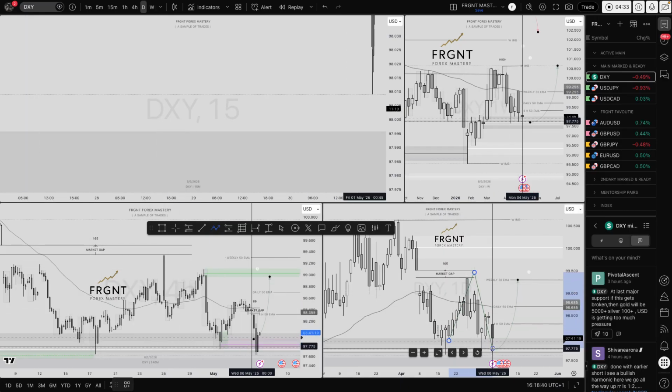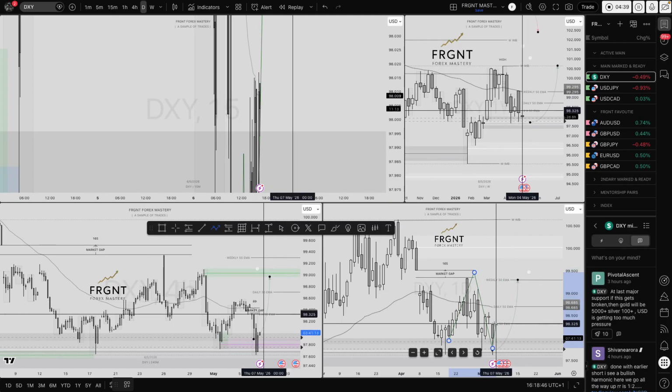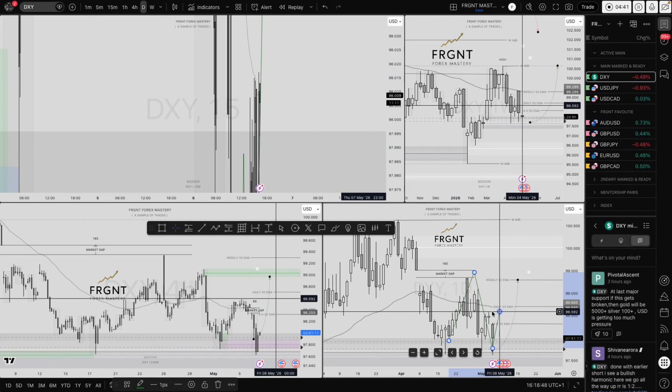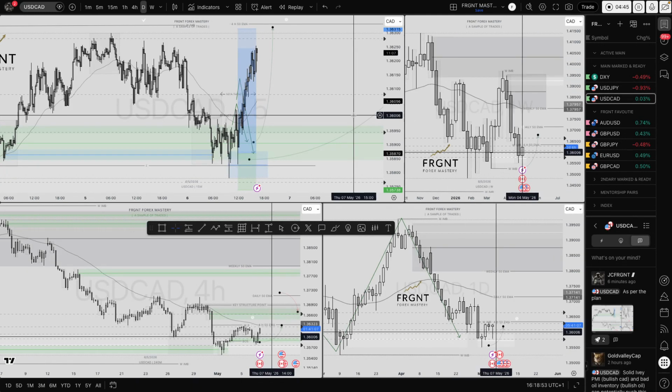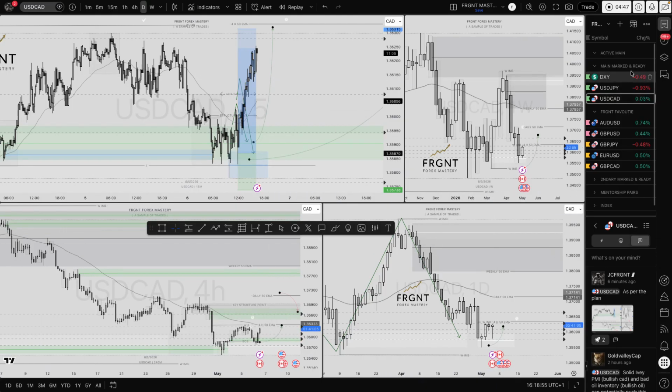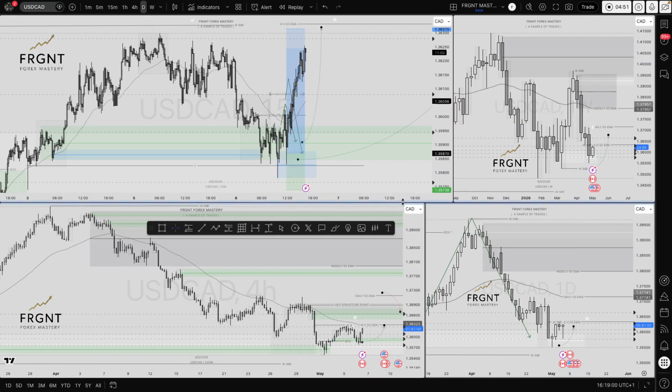Therefore, returning back, I'm looking for a reaction, not necessarily going to take me up to create a higher high, but all I need on the DXY is a reaction, of which we're getting now. And that reaction is enough to push US dollar CAD up to those highs. So back to US dollar CAD, as I said, to give the pair the flowers that it deserves.